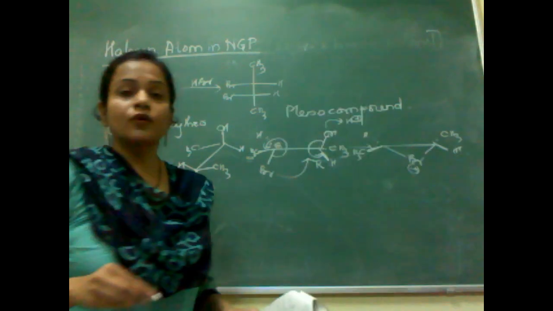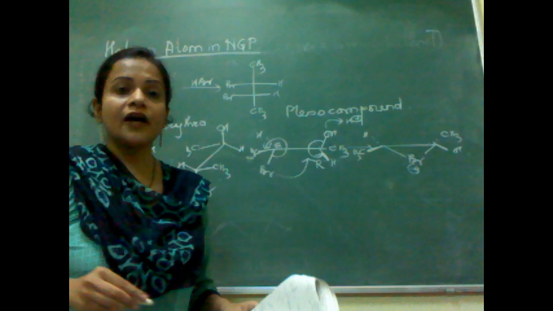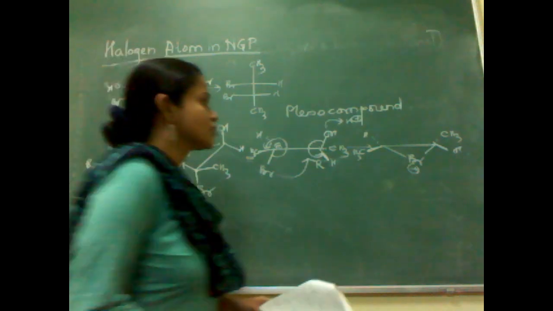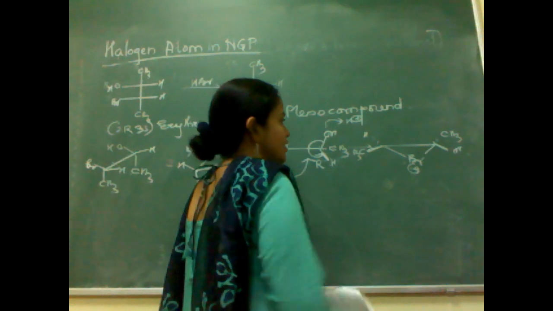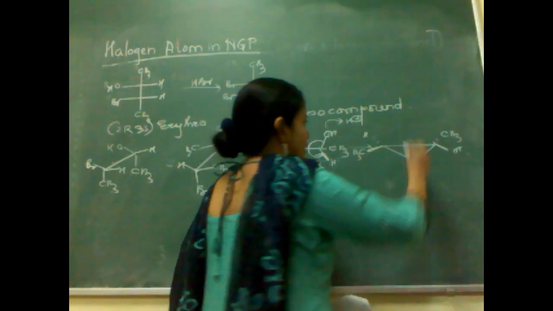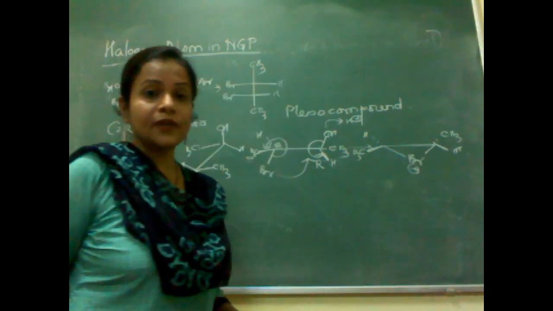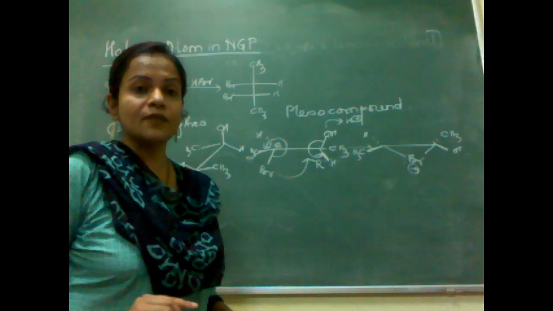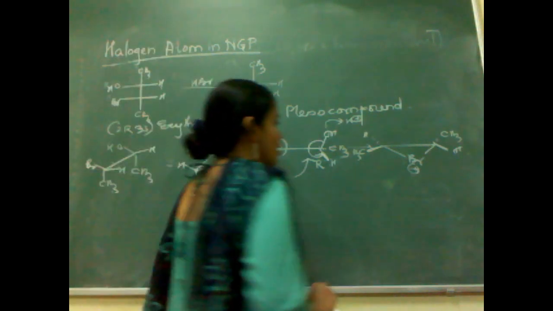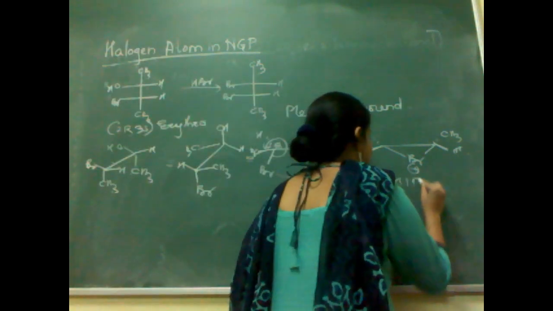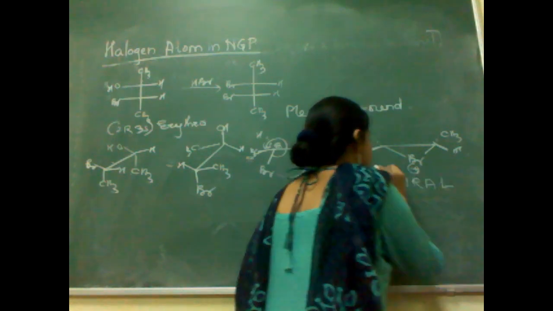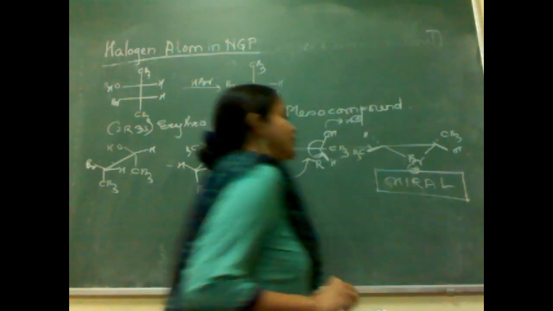Now if you try to compare it with the previous example that we have discussed, what you find is this methyl group is beta, this methyl group is alpha. So even if you try to introduce a mirror plane, there is no symmetry observed in this particular molecule. So this intermediate which you get is a chiral intermediate.